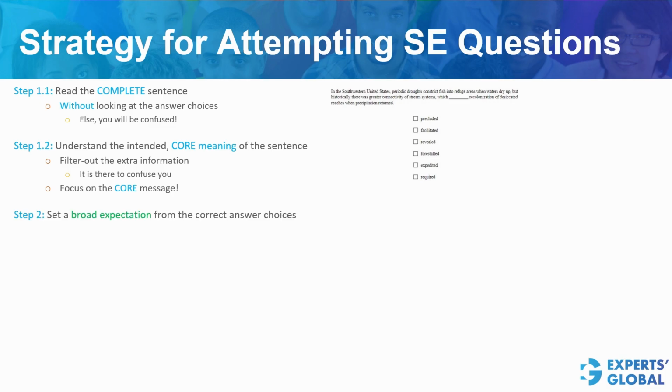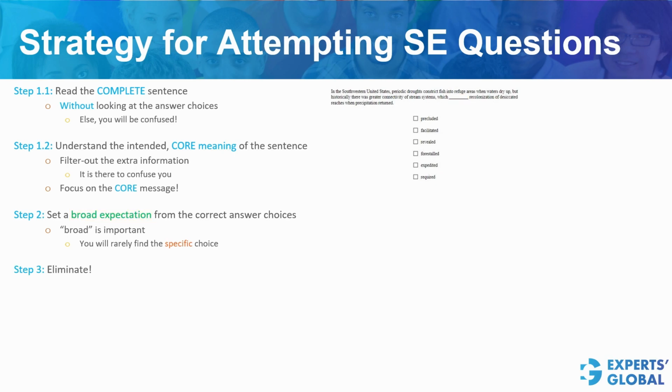Step 2, and the most important of all, is to set a broad expectation from the correct answer choices as to what meaning needs to loosely fit in the blank. Please understand that your expectation being broad is very important because you will rarely get the specific word that you may be looking for. Keep your expectation broad.